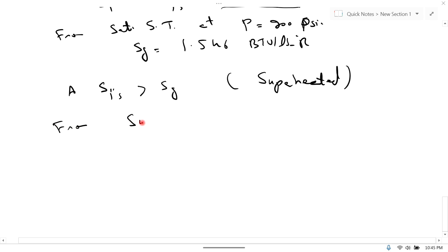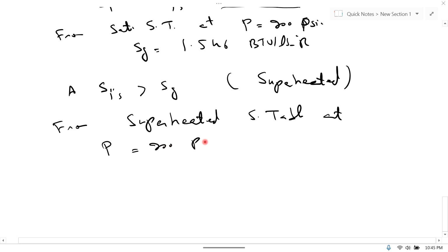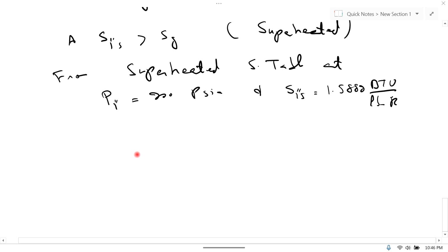From the superheated steam table at pressure P1 double dash equal to 200 psia and S1 double dash S equal to 1.5882 BTU per pound mass per degree R, find the enthalpy. Entropy 1.5882 is not available, so we will do interpolation.